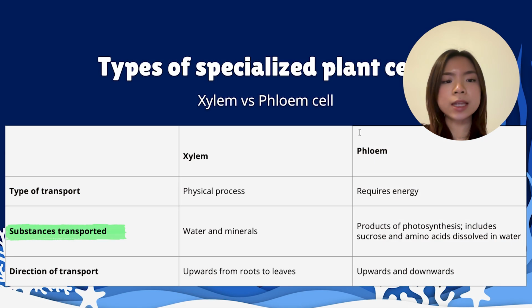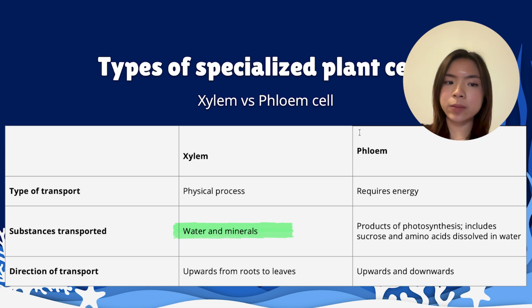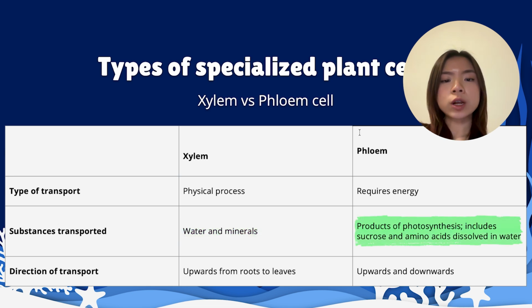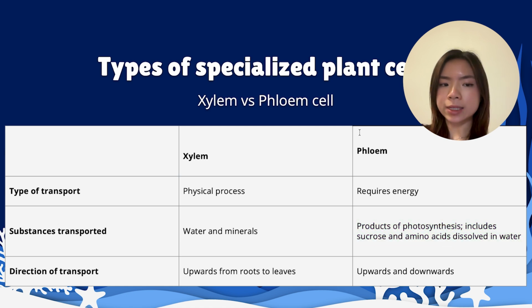The substances that are being transported in the xylem are the water and minerals, and in the phloem are the products of photosynthesis. So this is the food that we were talking about. For example, sucrose and amino acids. So sucrose is a type of sugar, and amino acids are what are used to make proteins.